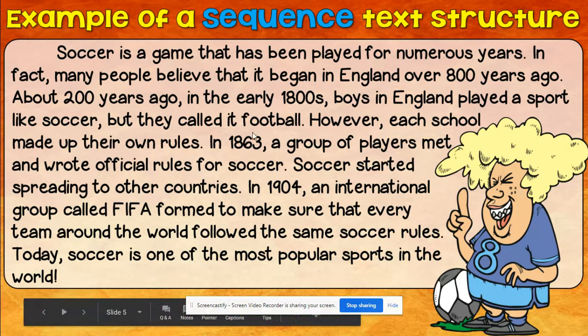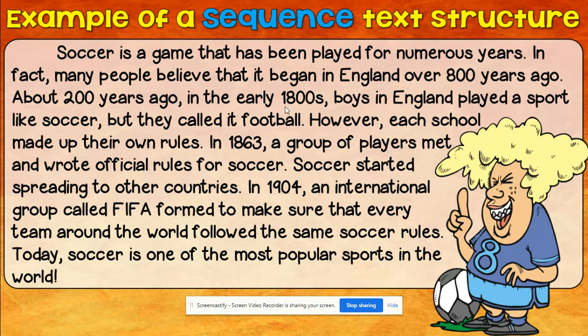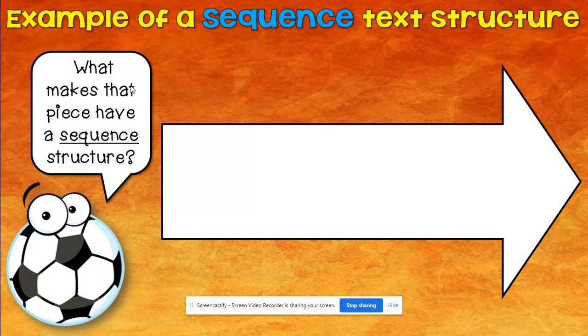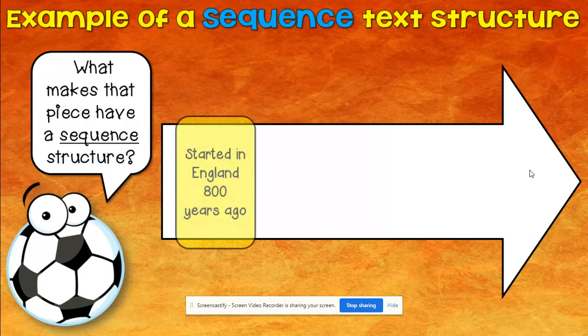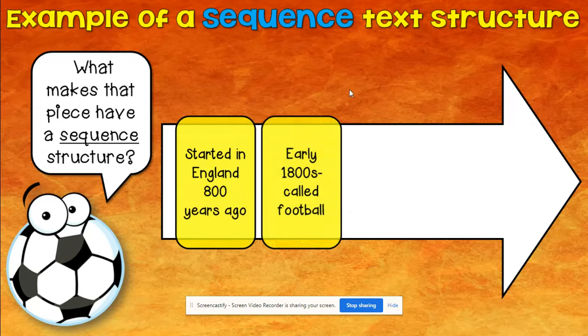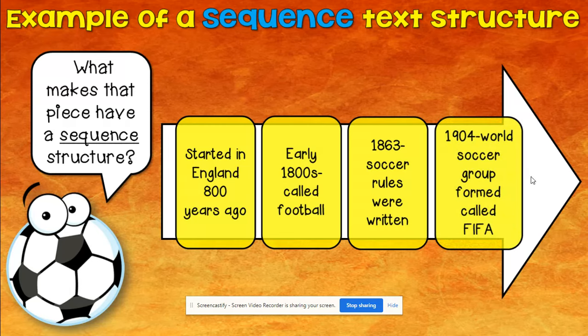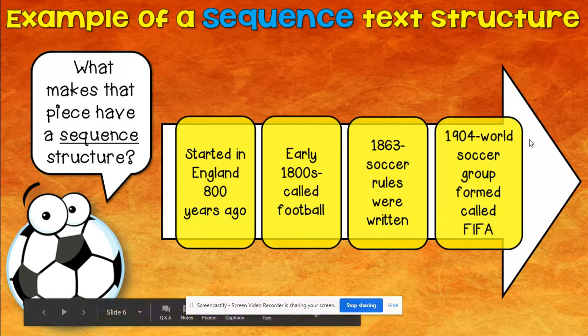So, guys, you can tell that this text is a sequenced text because it has the dates. It says in the early 1800s, then later it goes on to talk about in 1863, and lastly in 1904. You'll notice that it starts with the earliest date and then it goes in order towards the future. Okay, so once again, what makes this piece have a sequence structure? It has the dates. It started in England 800 years ago, and there's the early 1800s. Then in 1863, the soccer rules were written. And in 1904, the World Soccer Group was called FIFA.